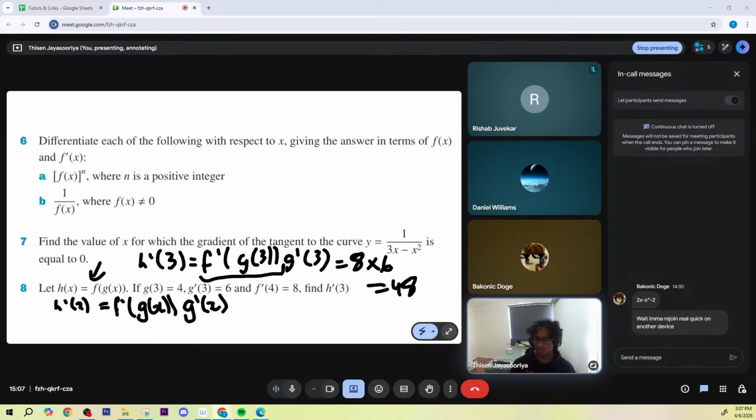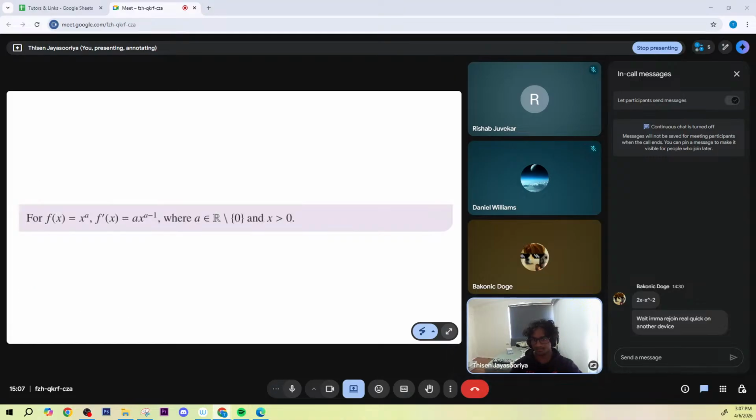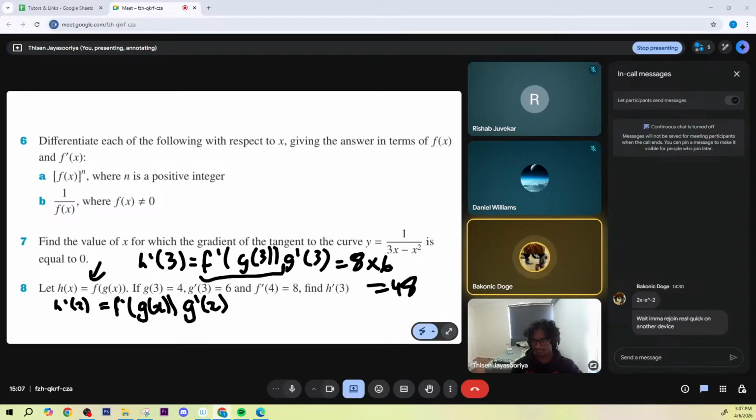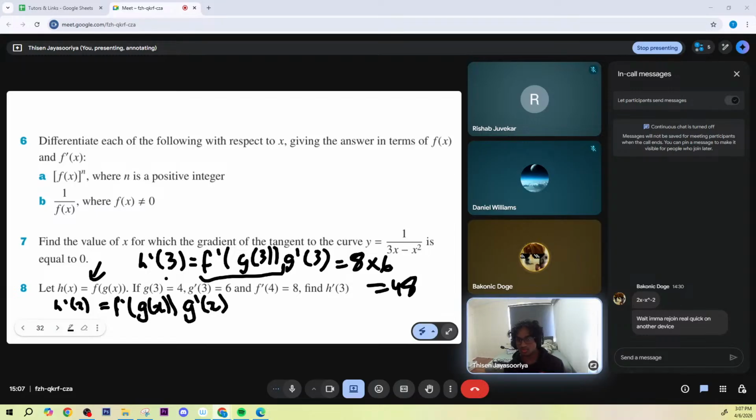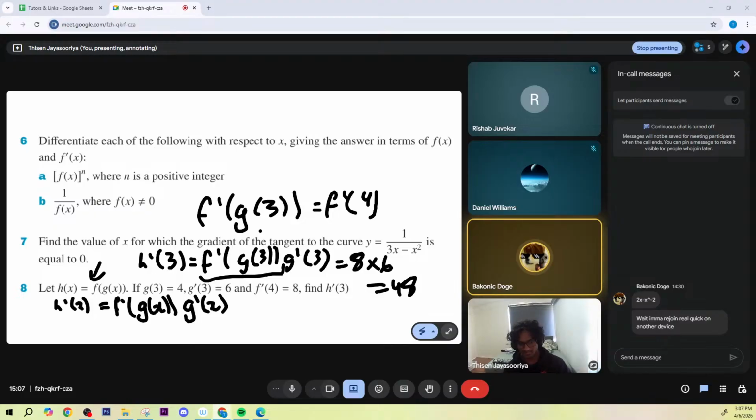So that's why I've shown you both of those two rules. They both have their own independent use. Wait, so did we not use g of 3 at all? No, we're using g of 3. Because we already have 8 and we already have 6. So was g of 3 equals 4 a useless bit of info? Here, f dash of g of 3, if I don't know what g of 3 is, I can't find f dash of g of 3. So they tell me to substitute in f dash of 4, because I know that g of 3 is the same as 4. Yeah, I get it now.